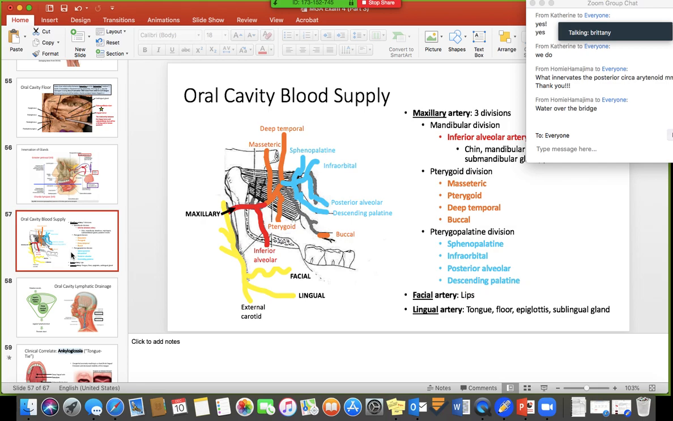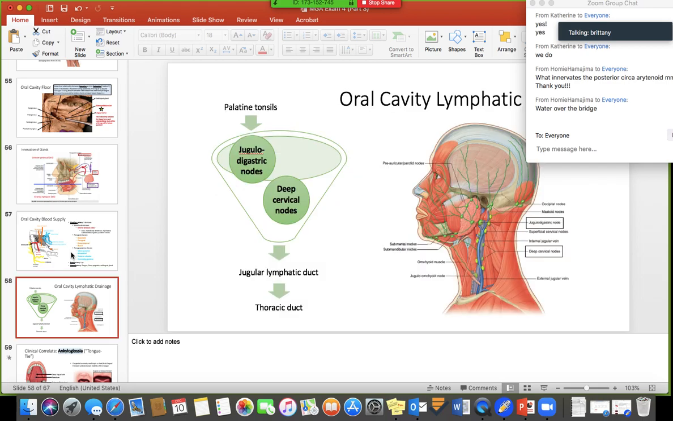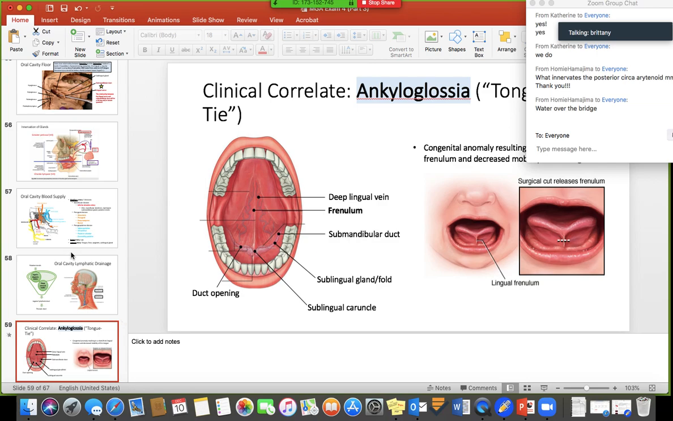I wouldn't worry too much about this. I just left this in here. Same with this. Lymphatics were not part of her objectives. She seemed to go out of her way to say that she was only going to test on objectives.